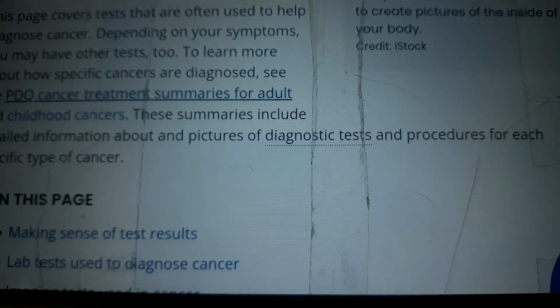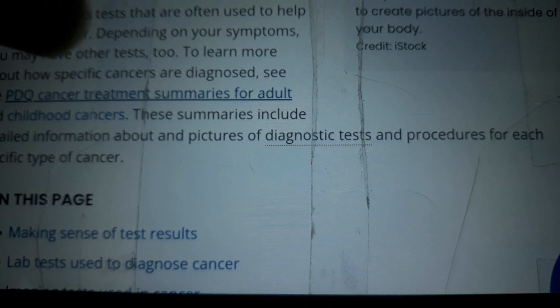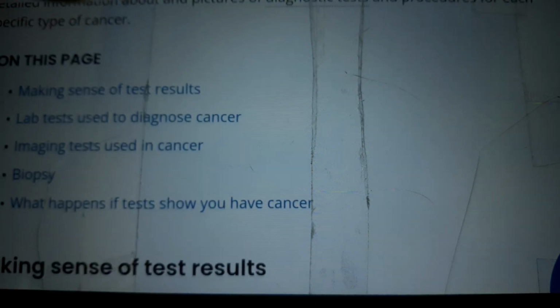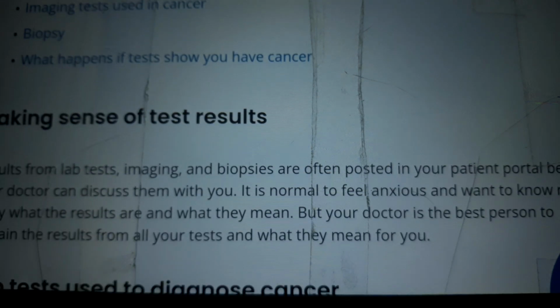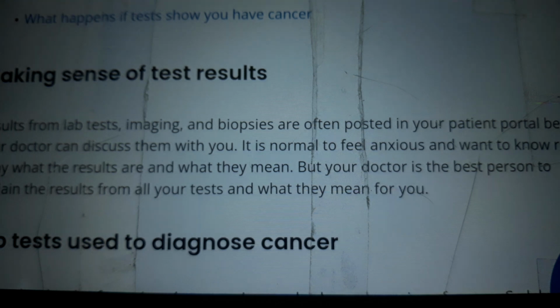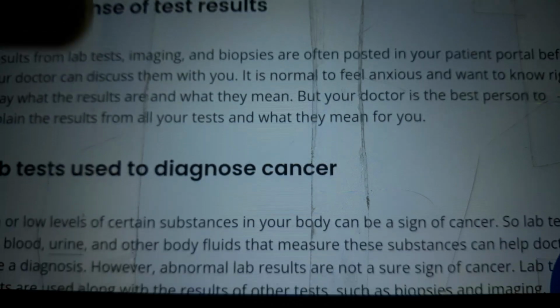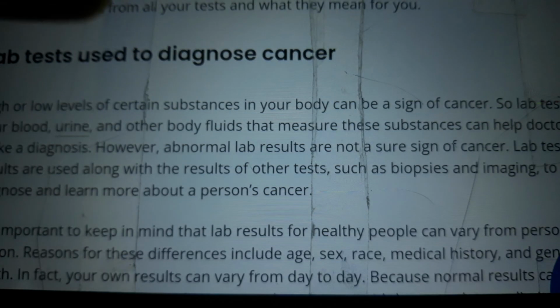Now, this page covers tests that are often used to help diagnose cancer, depending on the symptoms. One may have to have other tests too. To learn more about how specific cancers are diagnosed, we need to refer to the PDQ cancer treatment summaries for adult and childhood cancers. These summaries include detailed information about the diagnostic tests and procedures for a specific type of cancer. So we also have making sense of test results, lab tests used to diagnose cancer, imaging tests used in cancer, biopsy, and what happens if tests show that you have cancer. Or making sense of the results and lab tests used to diagnose cancer.